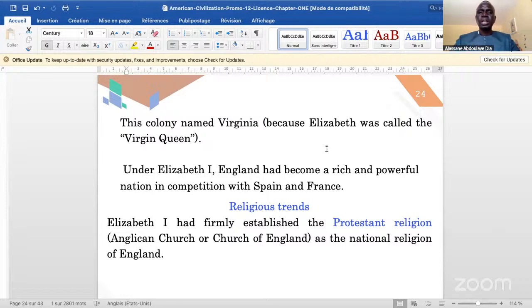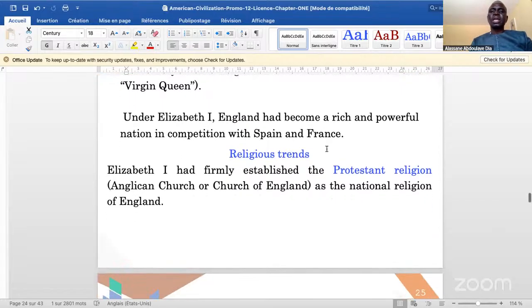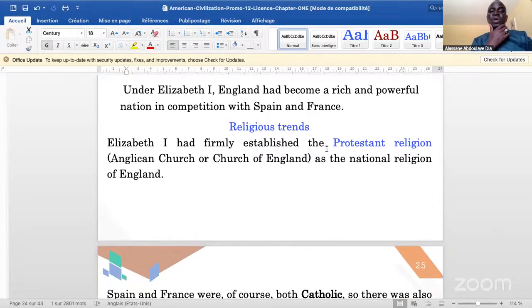So this colony was named Virginia because Elizabeth was nicknamed Virgin Queen. That's how the name of Virginia came. It comes from the nickname of Queen Elizabeth. So under Elizabeth, England had become a rich and powerful nation. And that rich and powerful nation wanted to be in competition with France and Spain.